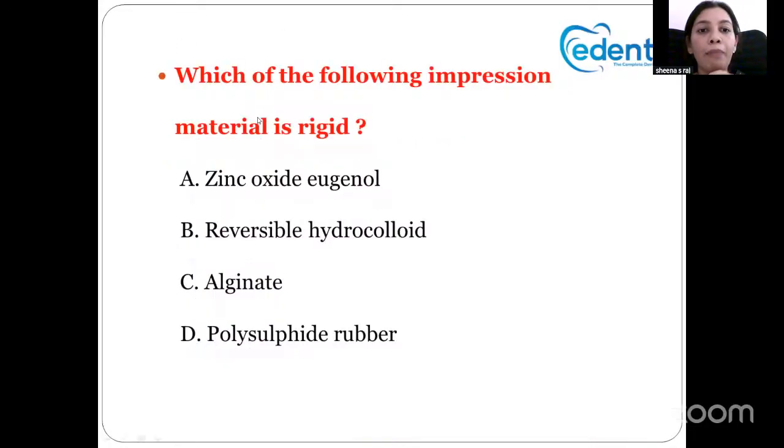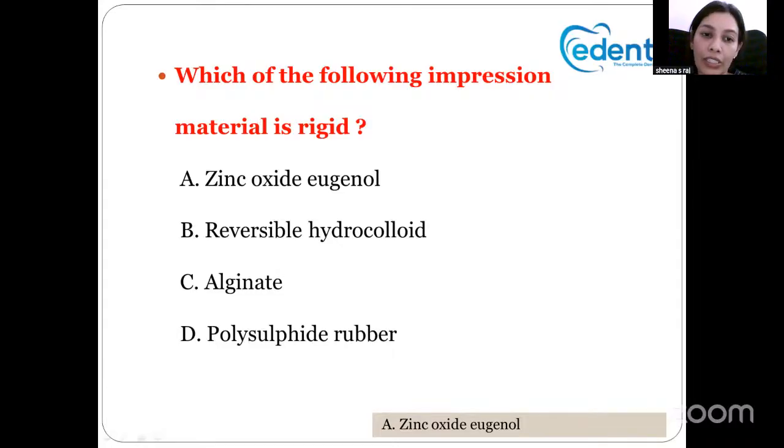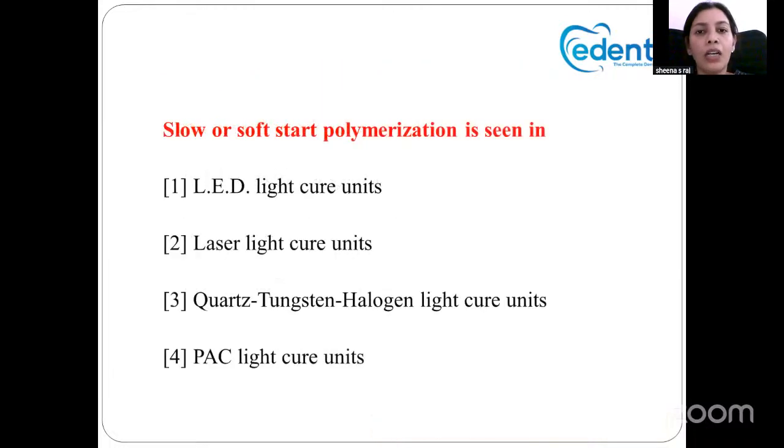And another important question: which of the following impression materials is rigid? The options are zinc oxide eugenol, reversible hydrocolloid, alginate, and polysulfide rubber. The answer is zinc oxide eugenol. That is the impression material that actually becomes rigid. Next, coming to the question: soft or slow start polymerization is seen in.